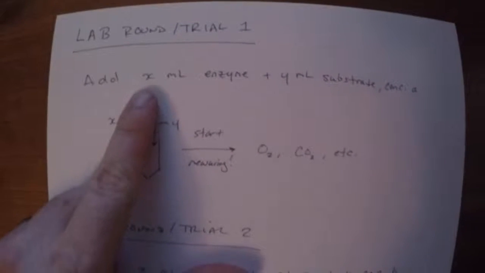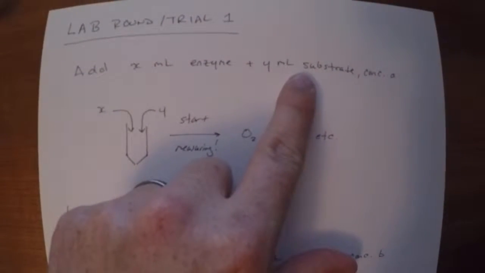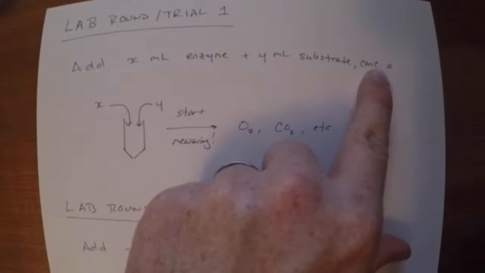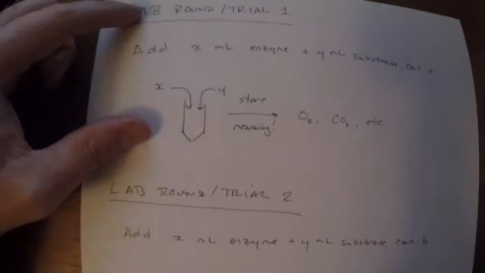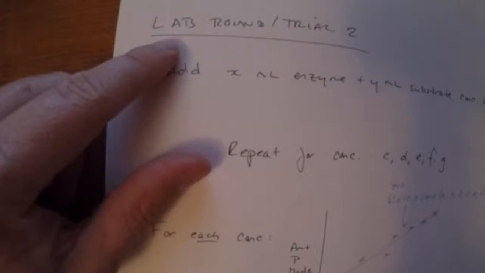So the first bit is, you take some amount of your enzyme, some amount of your substrate at some concentration. I just called it A. And you just let them sit in a vessel, and then you start measuring it. So whatever you're measuring, just let it go. Once all of this is done, you move on to the second round, which would be the same amount of enzyme, same amount of substrate. Only difference is you switched what the concentration was. And you just keep doing this for however many concentrations you have.